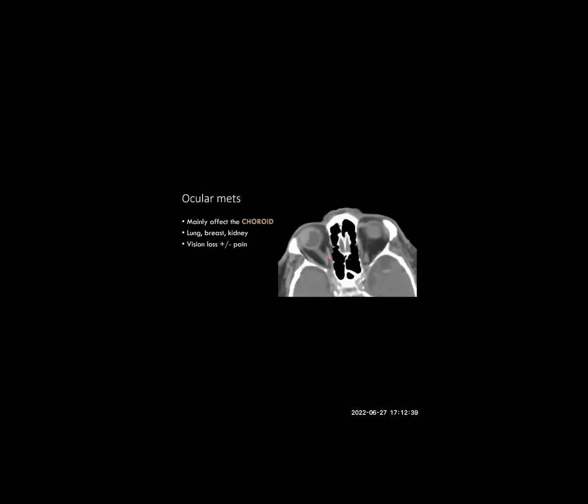The ocular mets. Ocular mets are very rare, not all the tumors can reach the orbit. It mainly affects the choroid. I think you will not hear other primary names except these: lung, breast, kidney. It starts with visual problems, okay?